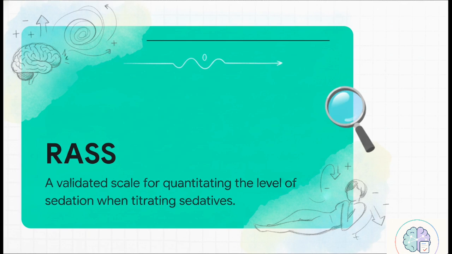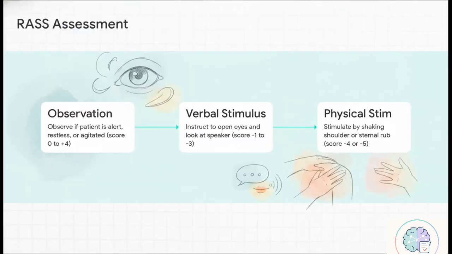If there's one fundamental rule you need to lock into your memory today, it's the numbering system. Positive numbers mean agitation, negative numbers mean sedation. And a 0, that's your perfect, calm baseline. So how do we actually use it? Well, there's a strict 3-step escalation procedure for a RASS assessment.